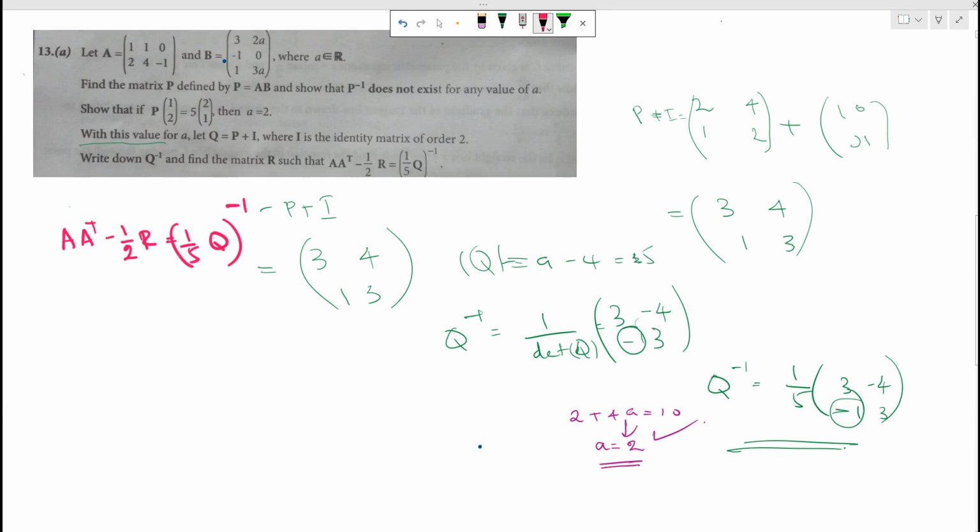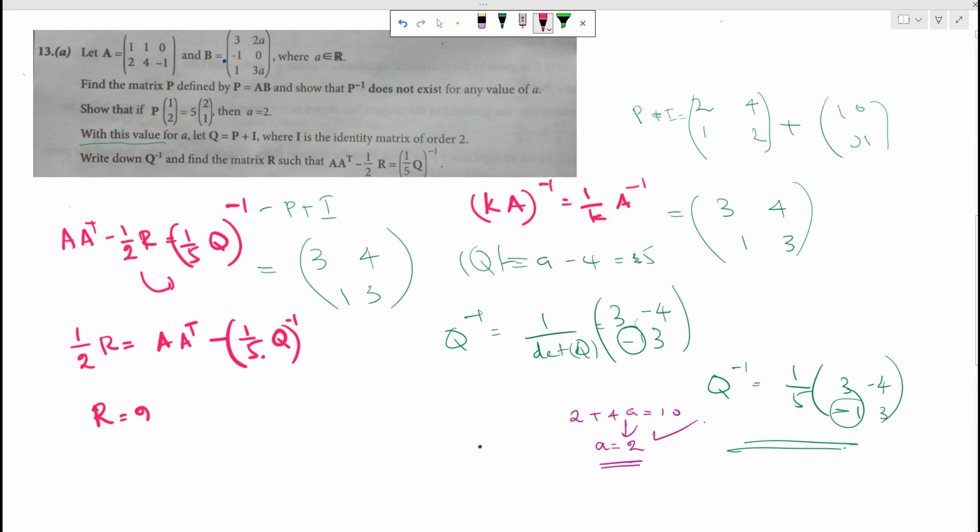So I have to bring R to the one side. So half R is equal to, I'm just bringing this, A into A transpose minus 1 by 5 Q inverse. Now there is a theory: k into A, whole inverse, would be equal to 1 divided by k into A inverse. So if I apply this here, the inverse of k is the reciprocal of k, right? Now I can even multiply this by 2, right?